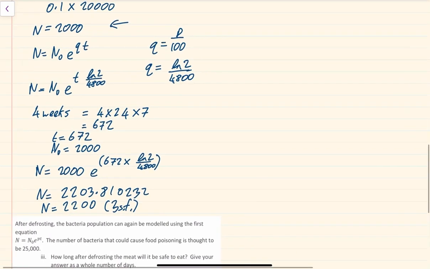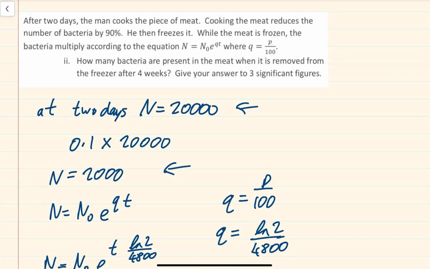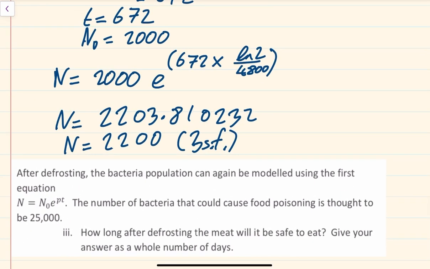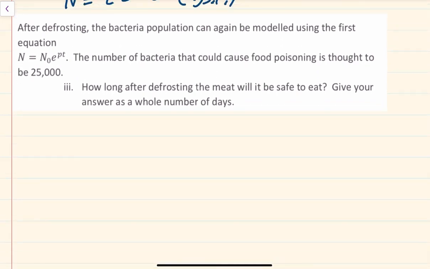Okay, let's read the question, see if that makes sense in case we've gone wrong. While the meat is frozen, the bacteria multiply. So yes, you can see it's multiplied. It's gone up from 2000 up to 2200. So it's multiplied, not by a massive amount, but that seems sensible.